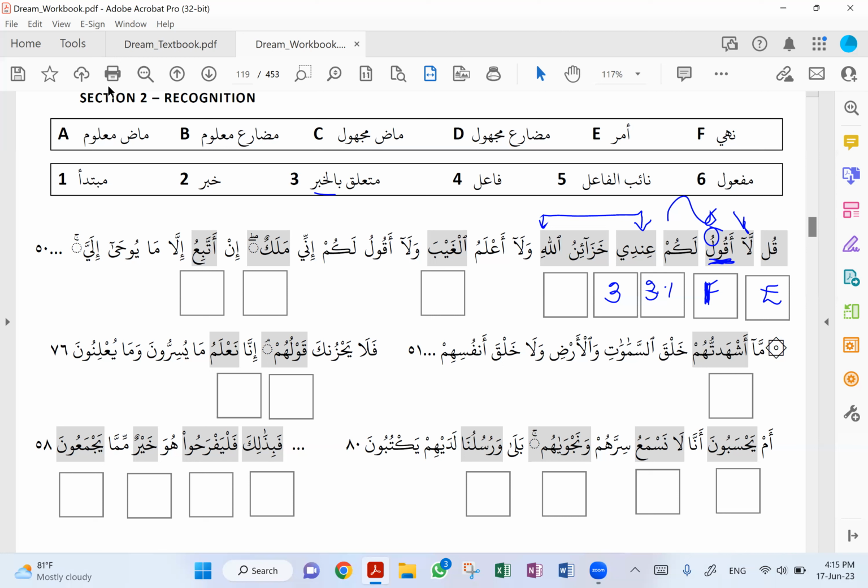Yeah, it could actually be a maf'ul bihi, maqul al-qawl. But what is this? No, the whole thing, لا أقول عندي خزائن, this would be the maf'ul. I don't know if it's a maf'ul. That's a bit confusing. If you translate this, la aqulu lakum would be I do not say to you all. Yes, that's exactly what it means.